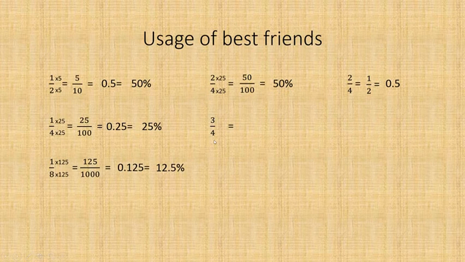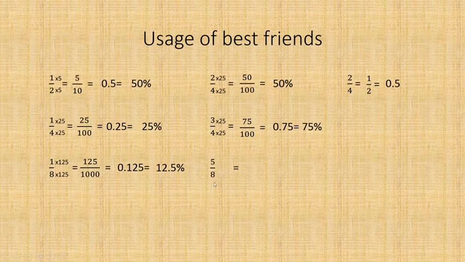Okay, 3 over 4. I need to change this 4, so I will use its best friend, 4 times 25 and up by 25. So it's going to be 75 over 100. So it's going to be 0.75 or 75% immediately, by one step from here.